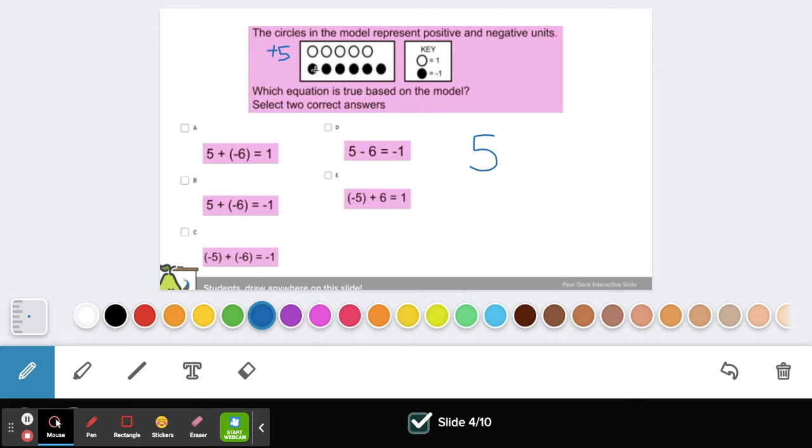Now I have my negatives. So I need to know how many negatives I have. So I have -1, -2, -3, -4, -5, -6. So I have -6. Okay. So -6.